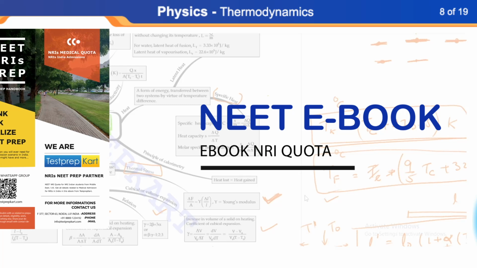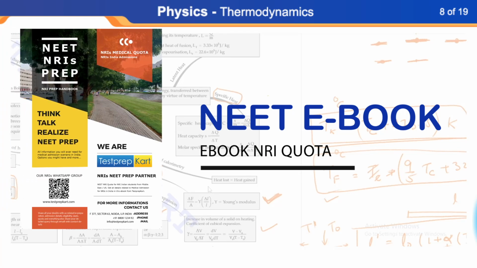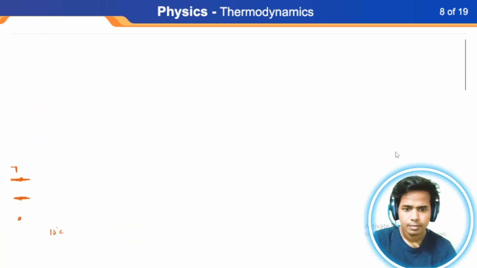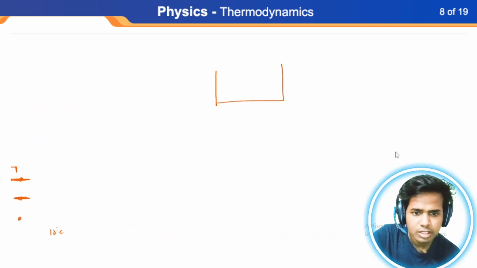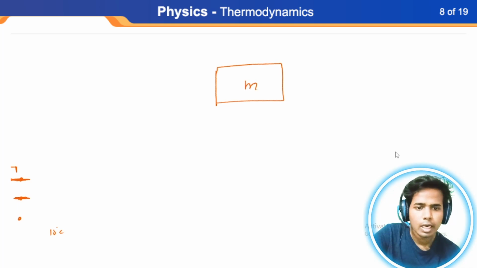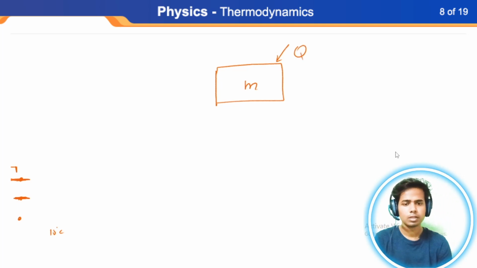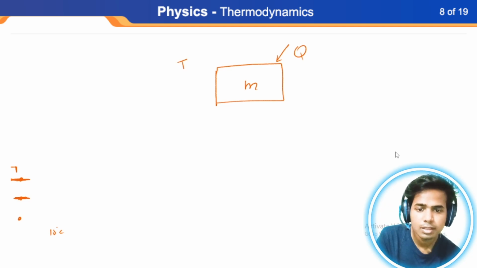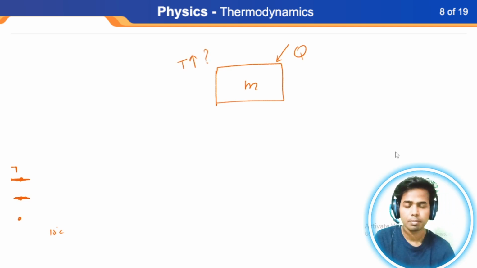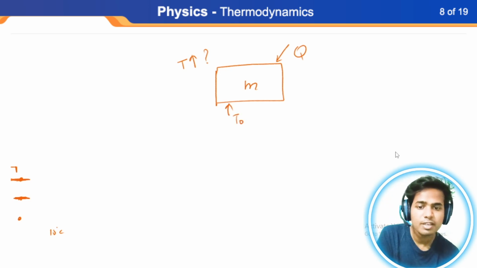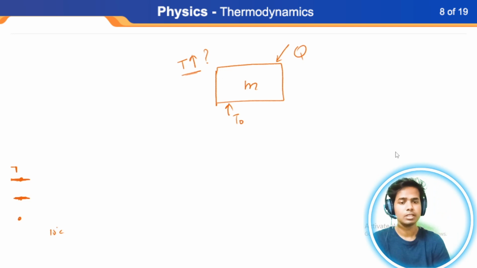specific heat. Now, what it is talking about. See, let's say I have this block of any mass m and I provided some heat into it, Q. Now, due to this heat, how much the temperature will rise? That is our main thing. Let's say the temperature initial was T naught, एंड व्हाट इज द फाइनल टेम्परेचर गोइंग टू बी, ये हमें पता करना है.